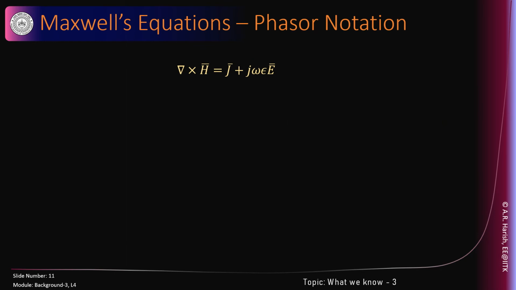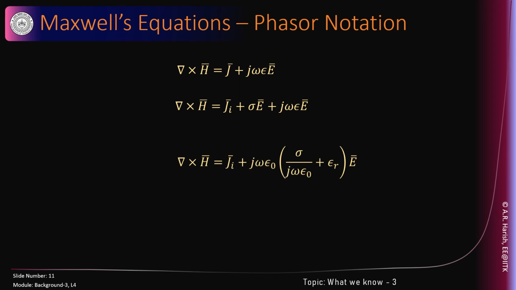Let's consider once again this Maxwell's equation, del cross H equal to J plus j omega epsilon E. Which equation is this? You know it. We know that J can be decomposed into impressed current Ji and conduction current sigma E, plus j omega epsilon E. What we do is take out j omega epsilon common from the last two terms and write it as sigma upon j omega epsilon naught plus epsilon r, times E.